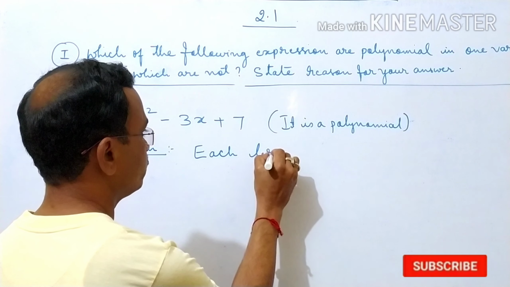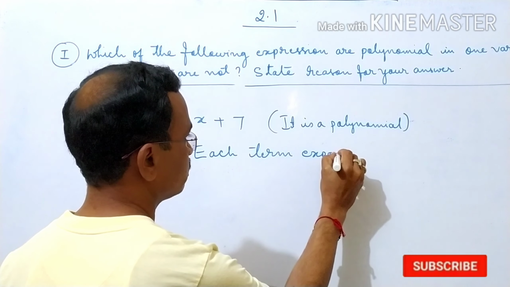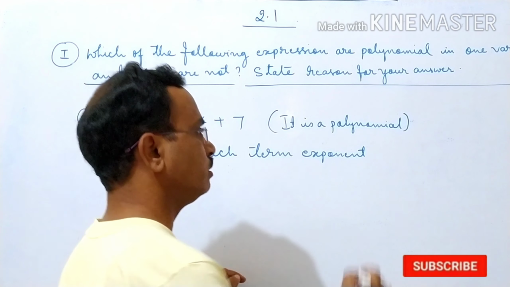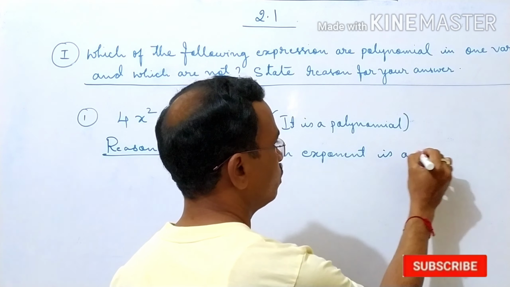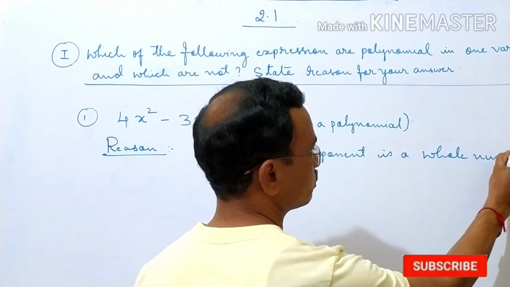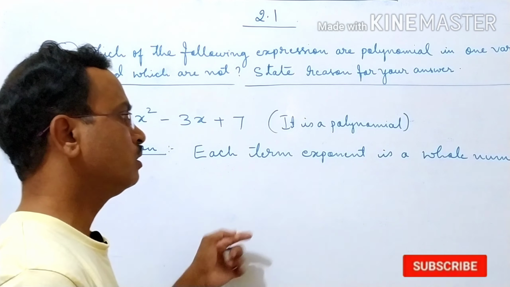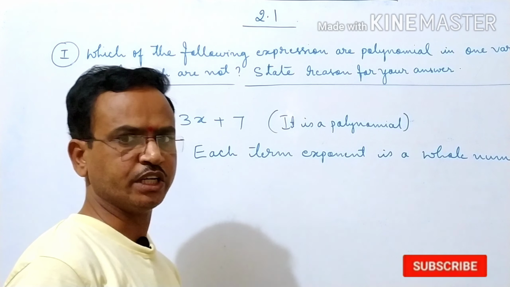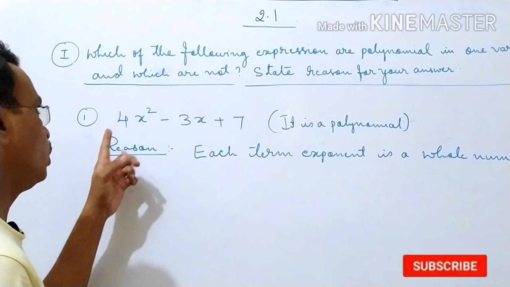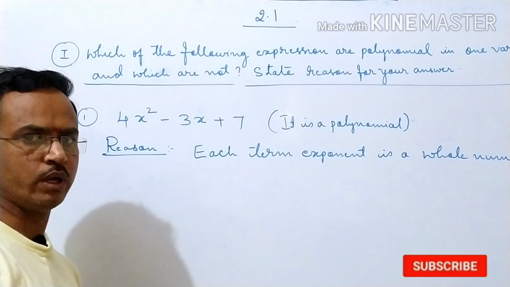each term exponent is a whole number, or non-negative integer. Now here in this polynomial the variable is x.